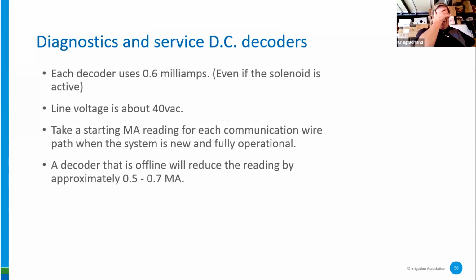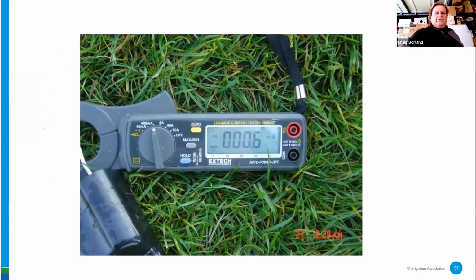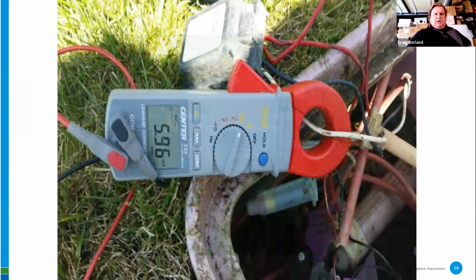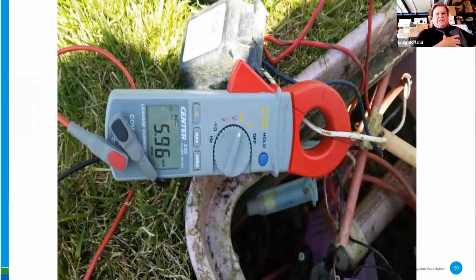There is a DC system out there. There's a couple of them. They're very similar. Their decoders pull 0.6 milliamps. Well, 0.5, 0.6 milliamps, that's the same. The AC is 33 to 50 volts. This one's 40 volts. Essentially, at this point, they look the same. It's what the decoder does to the solenoid that makes them different. So 0.6 milliamp, that is a good decoder. 5.96 milliamps, that is a bad decoder.